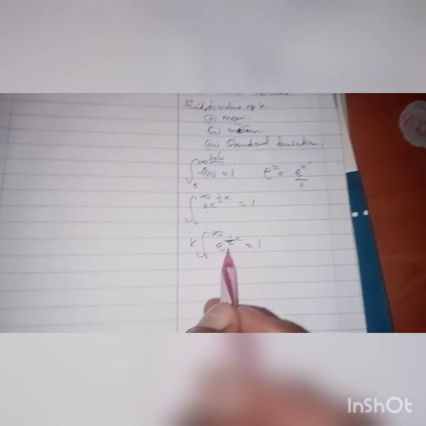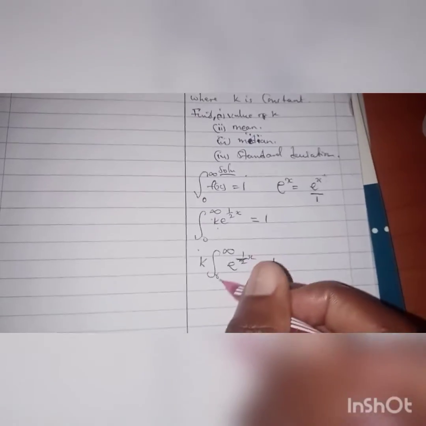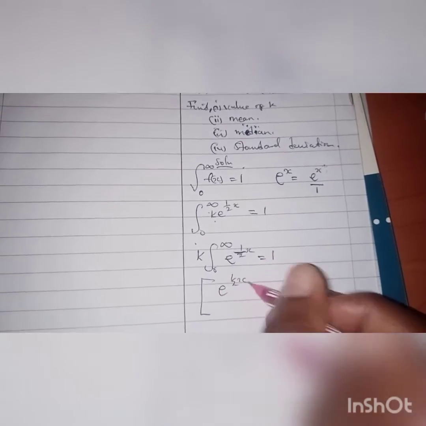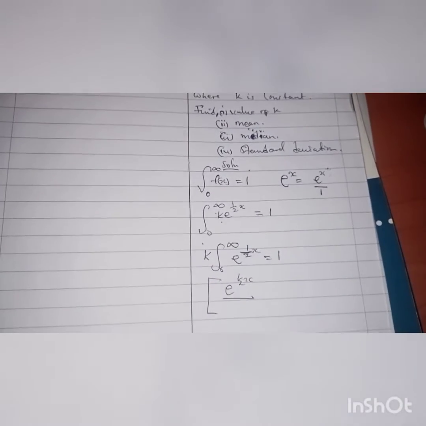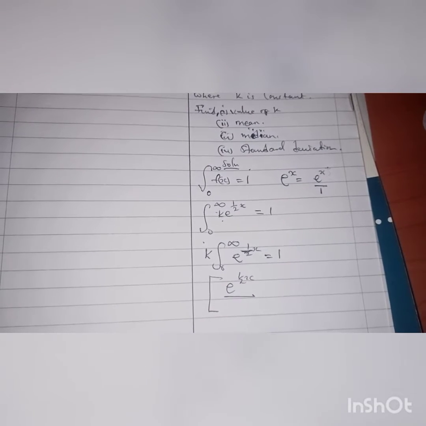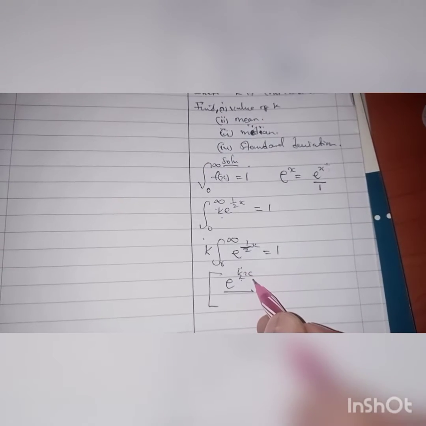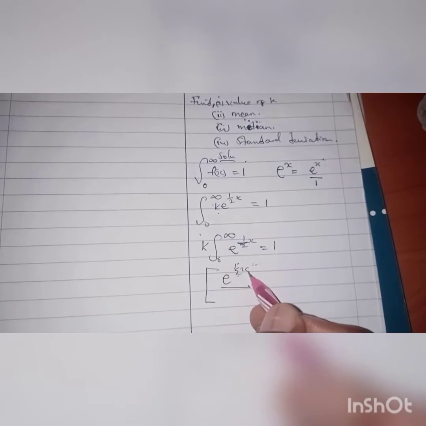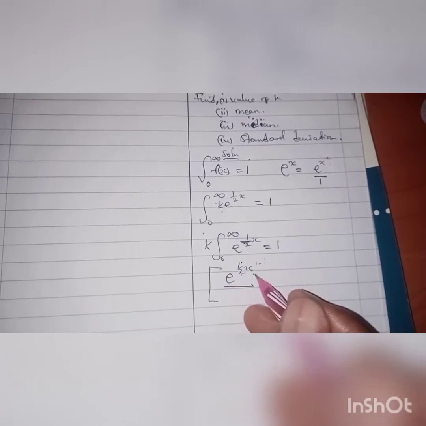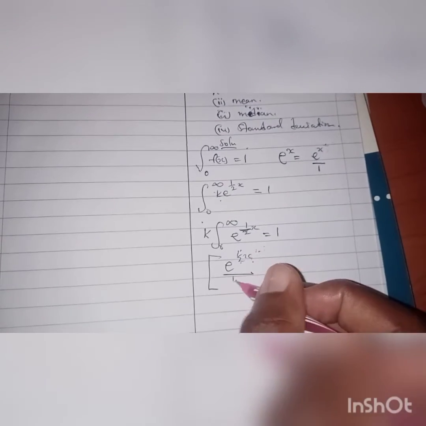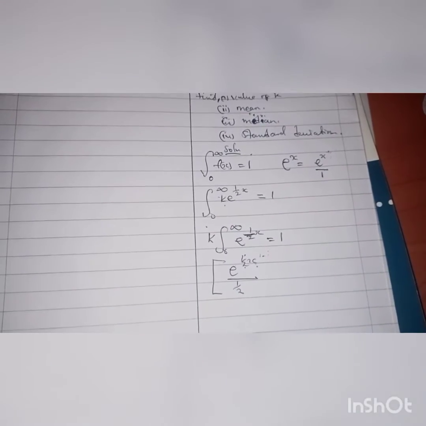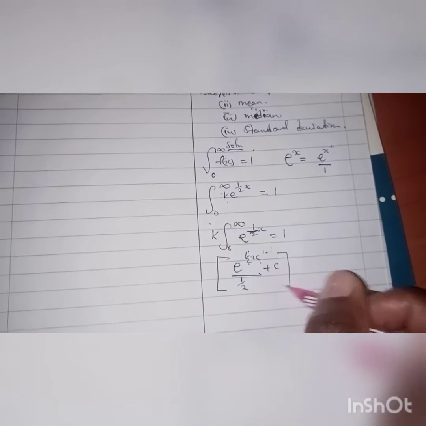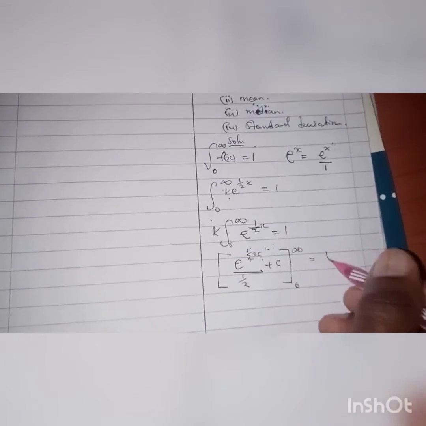Now let's apply that concept here. The integral is the function e raised to the power half x divided by the derivative of the power, half x. The derivative is 1 multiplied by half, power 1 minus 1 is 0, any number raised to power 0 is 1, so it is just a half. So we divide by a half, then plus constant c, with limits of 0 to infinity equal to 1 over k.